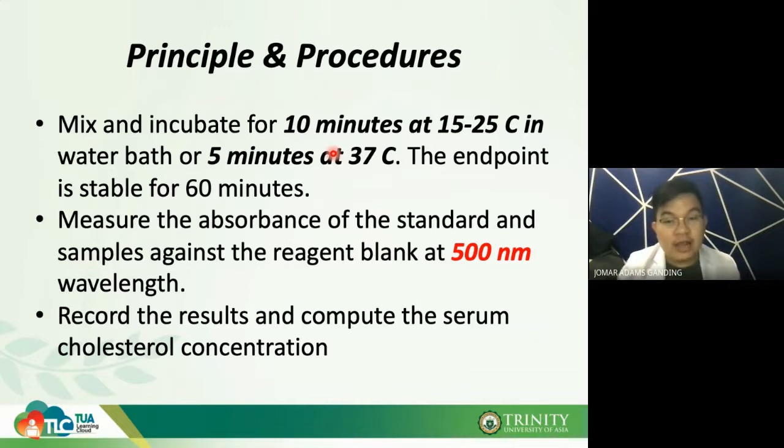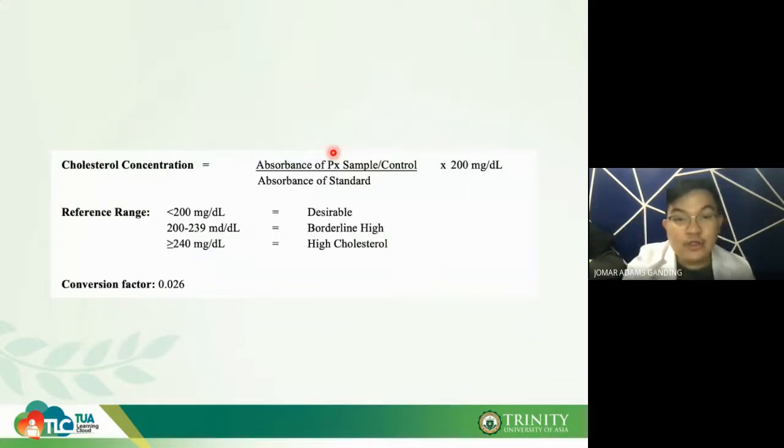Now finally, after doing so, you can record the results and compute for the serum cholesterol concentration. The formula is as follows. You just substitute the absorbance of your patient sample, or the absorbance of your control if you're measuring for the concentration of your control, over the absorbance of your standard times 200 milligrams per deciliter.